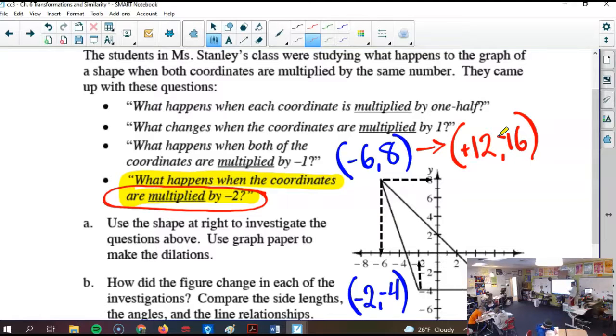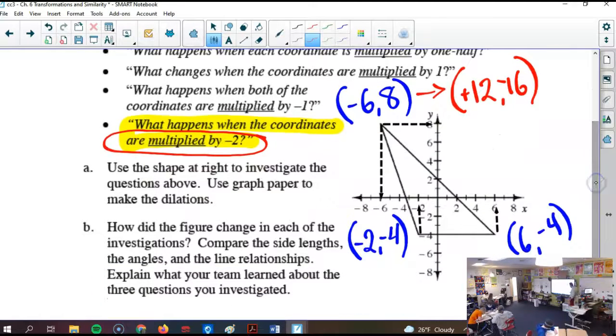So wait, negative, I don't think this is going to do the same as the thing we just did in the start, right? So double check that you did negative 2, so negative 12, positive 8?